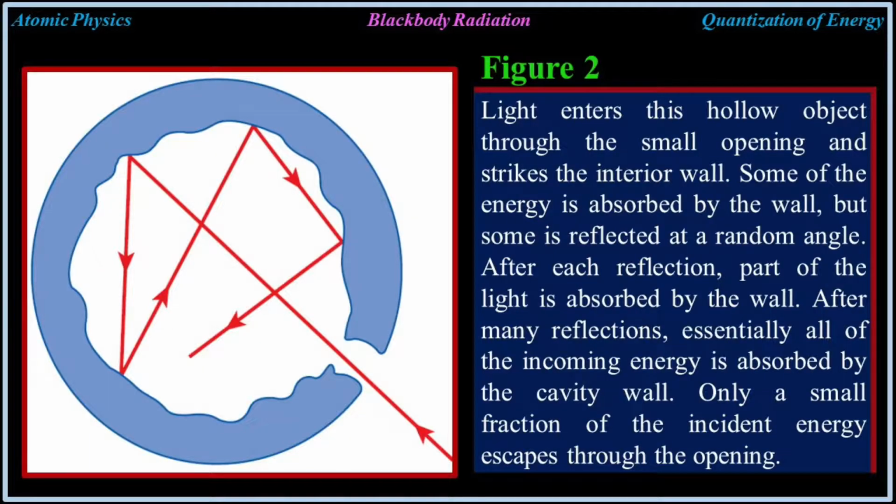Figure 2: light enters this hollow object through the small opening and strikes the interior wall. Some of the energy is absorbed by the wall, but some is reflected at a random angle. After each reflection, part of the light is absorbed by the wall. After many reflections, essentially all of the incoming energy is absorbed by the cavity wall. Only a small fraction of the incident energy escapes through the opening.